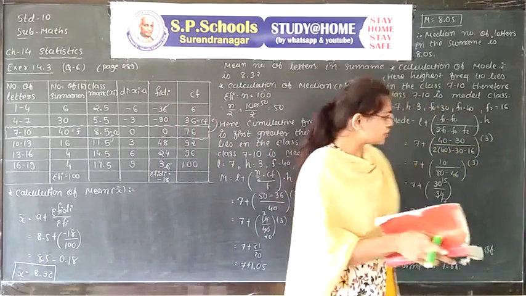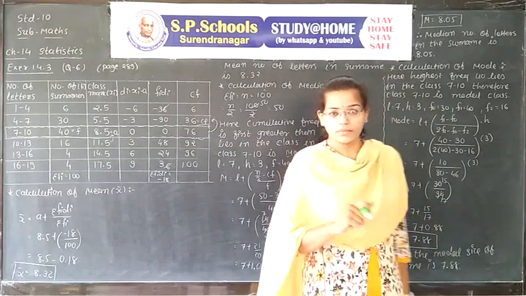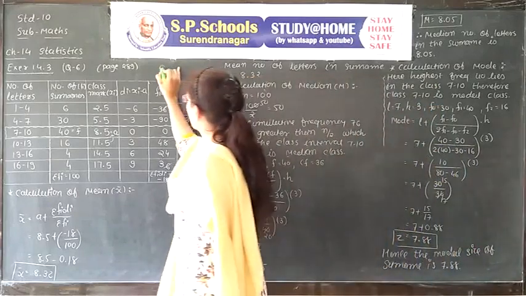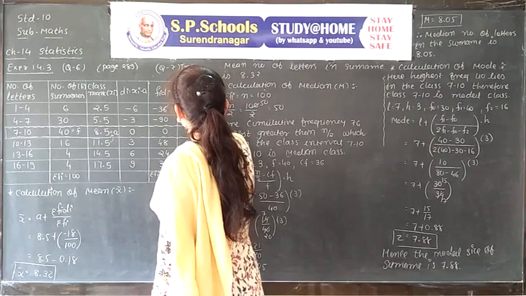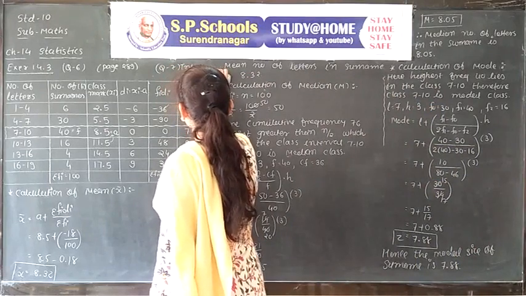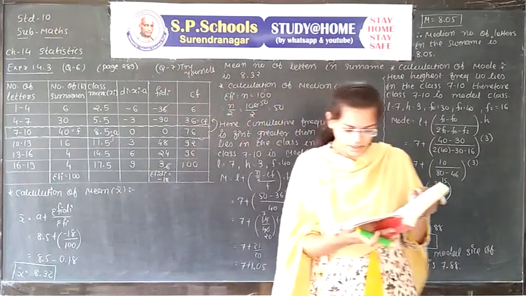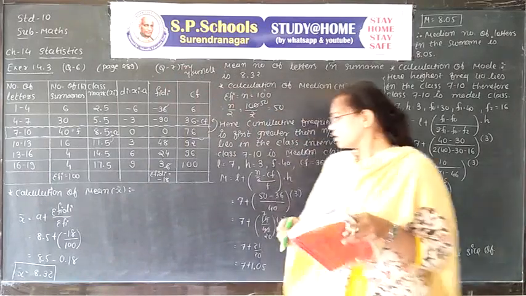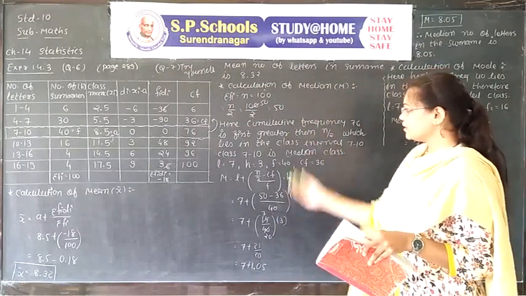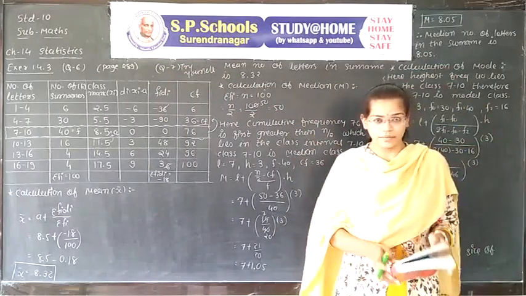Question number 7, try it yourself because the 7th question is the easiest. In question number 7 we are required to find the median weight of students. They simply find the median using the given table.